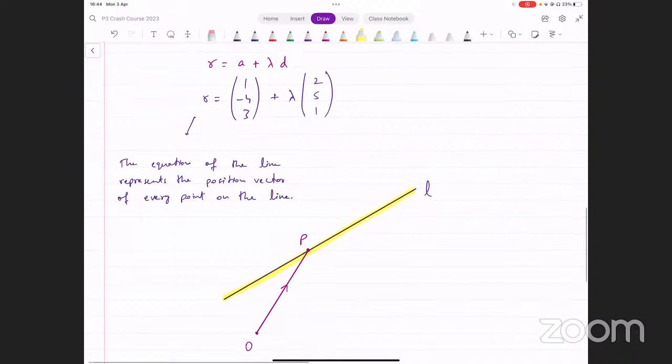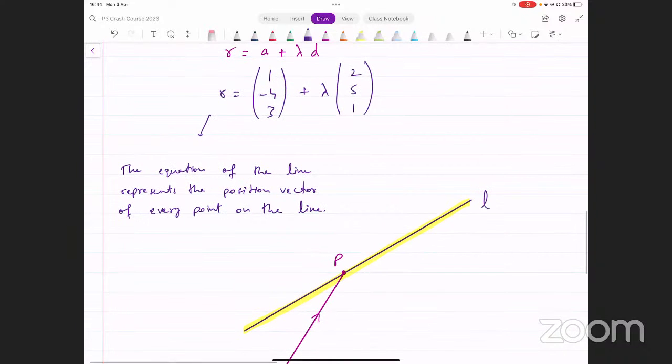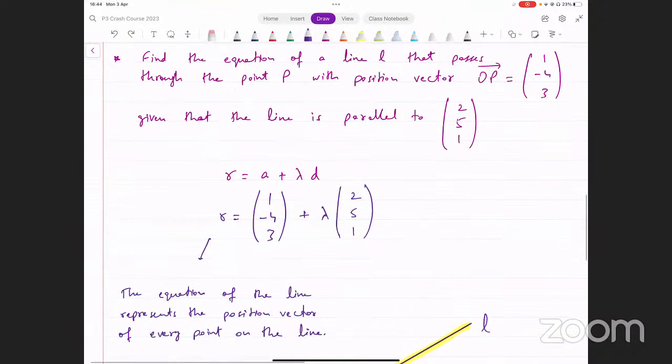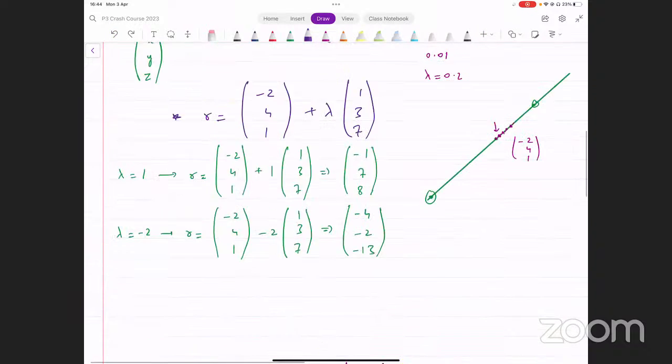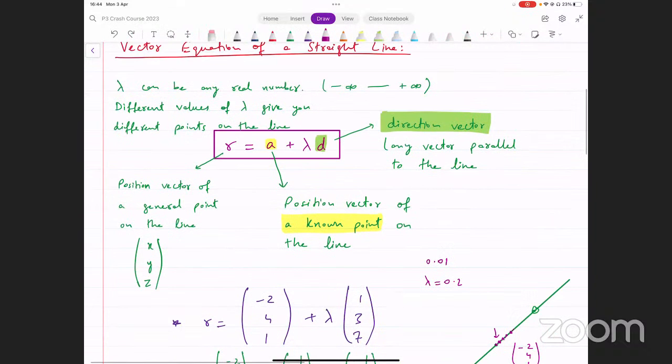Okay, if lambda was 0 here, you would get point P because this would become 0 and you would get point P. Positive values of lambda might give you points on one side and then negative on the other side. Okay, so what do you need to remember from here now? This is the standard form of the equation of a line. You need to remember the standard form. R equals A plus lambda D. A stands for the position vector of a particular point on the line, and D stands for the direction vector.